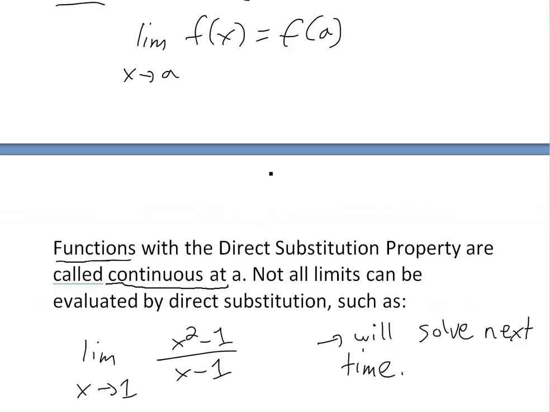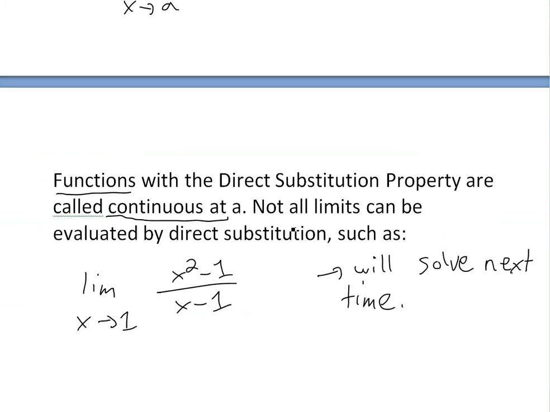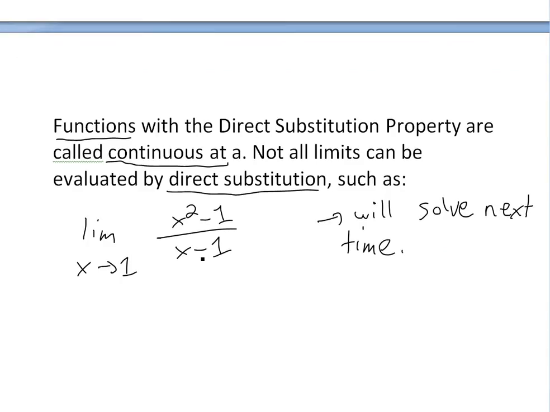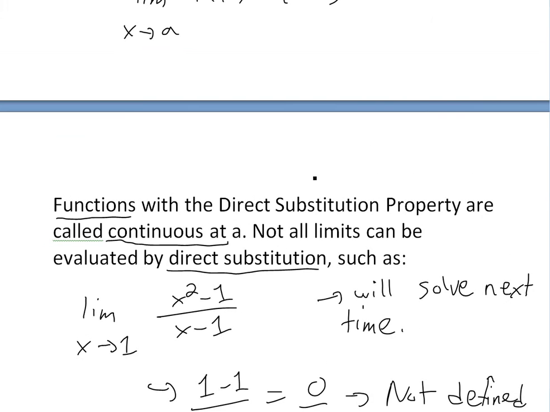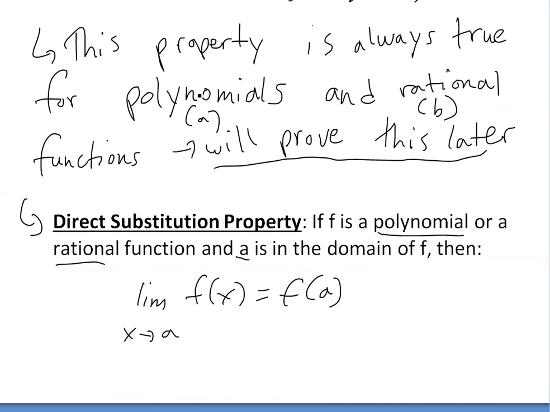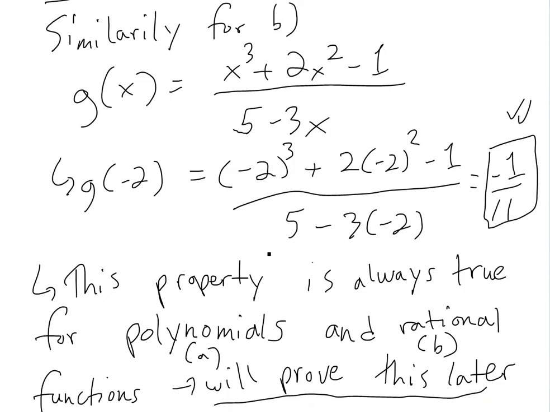Not all limits can be evaluated by direct substitution, such as the limit as x approaches 1 of x squared minus 1 divided by x minus 1, because with this one you can't plug in 1. You're going to get 1 minus 1 divided by 0, or 0 over 0. This is not defined, so you can't just do this. I will solve this next time, and also prove this direct substitution property in general for polynomials and rational functions.